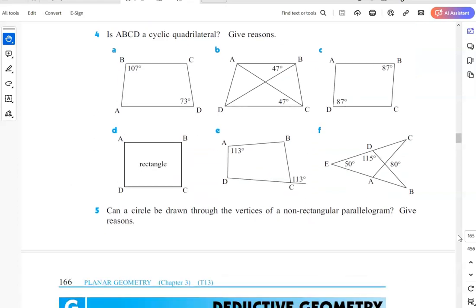What about D? It's a rectangle, right? 90 plus 90, last time I checked, added up to be 180. So yes. What about E? Yes, because we've got a straight line here, so 180 take 113 gives you that, and then obviously those two do add up to 180. What about F? Why no? Doesn't look like it.